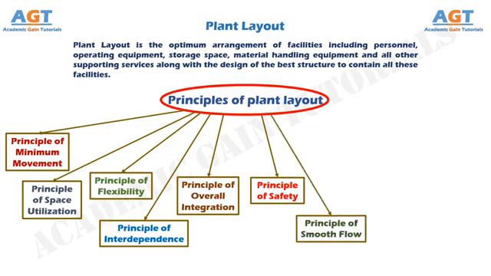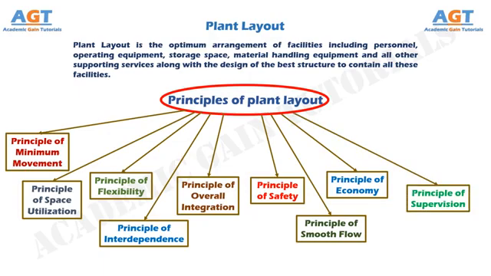Number 7. The principle of smooth flow. The layout should be so designed as to reduce work bottlenecks and facilitate uninterrupted flow of work throughout the plant. Number 8. The principle of economy. The layout should aim at effecting economy in terms of investment in fixed assets. Number 9. The principle of supervision. A good layout should facilitate effective supervision over workers. And finally, Number 10. The principle of satisfaction. A good layout should boost up employee morale by providing them with maximum work satisfaction.